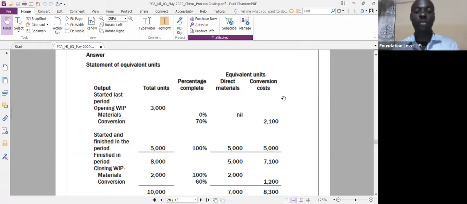So what do you do? You add up all the direct material costs. The direct materials is 7,000. The conversion is 8,300. So it means that 5,000 was started this period and finished this period. Okay, some of them started from last period and finished this period. Then we now have started this period and finishing this period. Then we have work in progress, these ones that we could not finish this period.